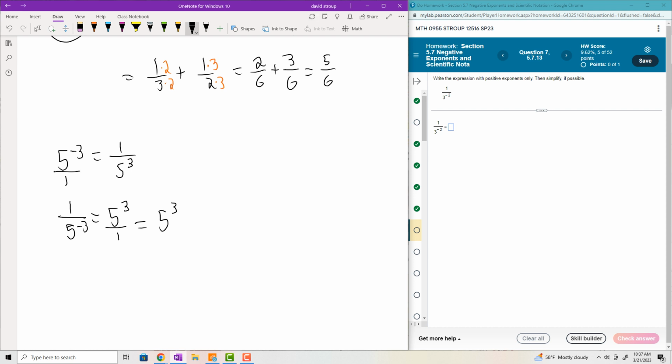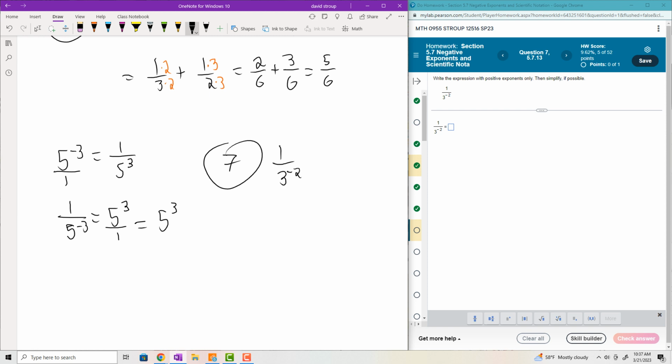It's just 5 cubed. So in this case, problem 7, you have 1 over 3 to the negative 2. I'm going to move it up to the numerator. So you get 3 squared over 1. That's just 9 over 1, which is 9.